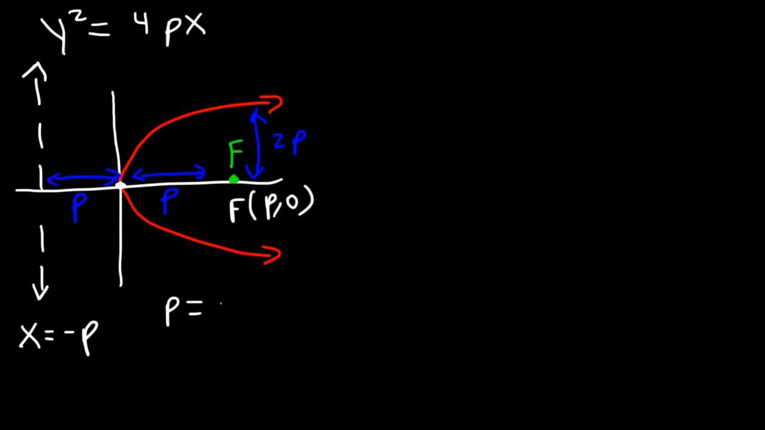So keep in mind, if p is positive, it's going to open towards the right. And if p is negative, then it's going to open towards the left. So if this was negative 4x, it would open towards the left. If it's positive 4x, it's going to open towards the right.